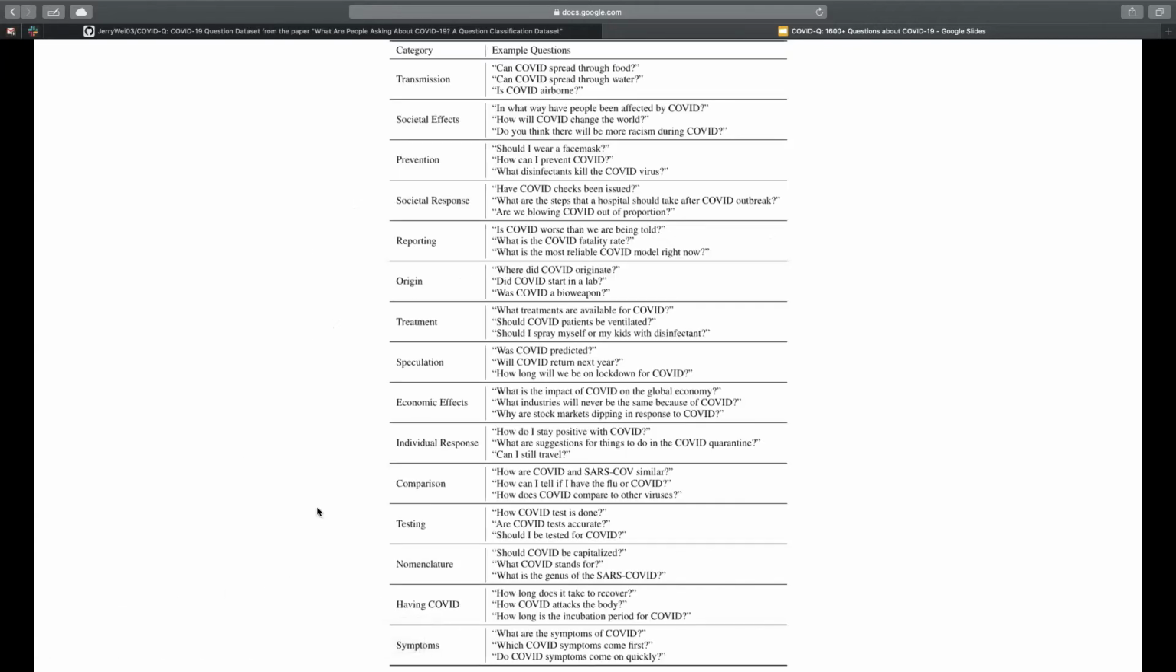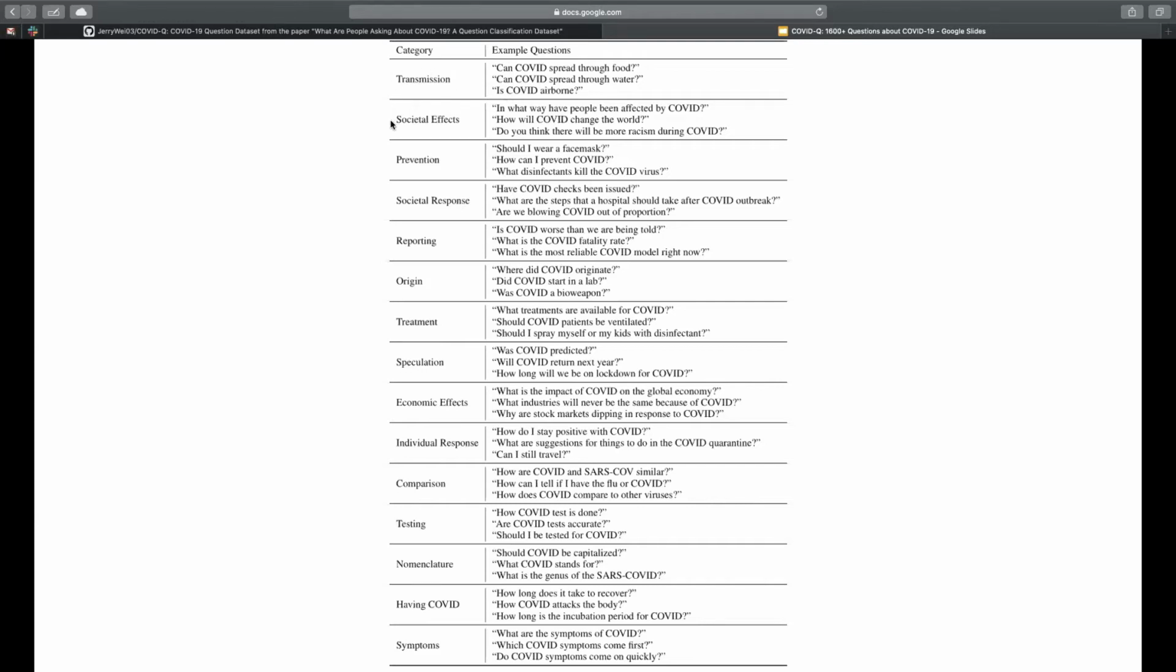I've included another table here that gives some examples for each category. Hopefully this is useful for you to see how we've defined each category. As an example, I'm going to go over the transmission category. Here the example questions are, can COVID spread through food? Can COVID spread through water? And is COVID airborne? You can see that all of these questions ask about how COVID is transmitted, and so we place them in the transmission category.